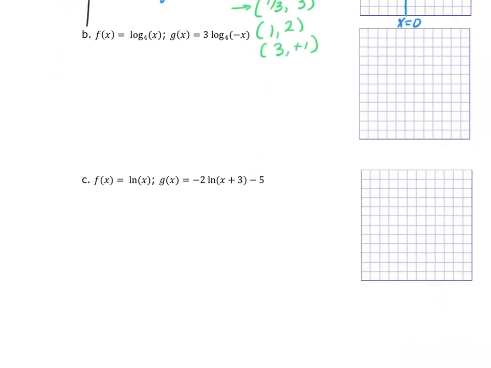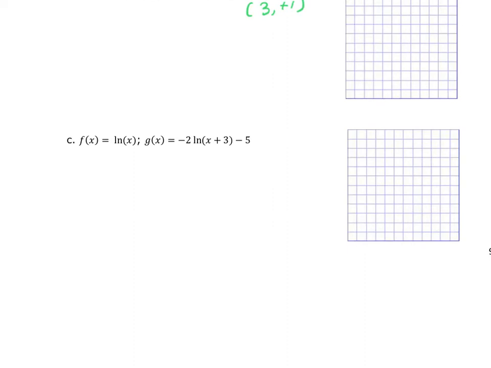All right, let's take a look at my next one. Actually, let's take a look at C, because C looks like it's way more interesting. So I have the natural log. The exponential function I would have started out with is e to the x. That means on my exponential function I would have gone through 0, 1, through the point 1, e, and through the point negative 1, 1 over e. So on my logarithmic graph, let's put my axes in there.